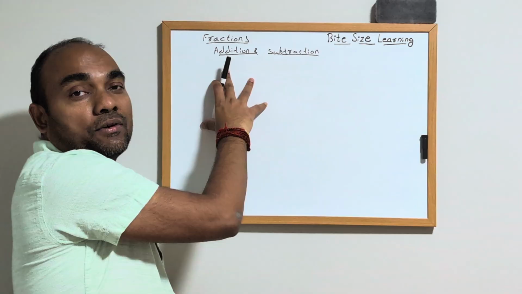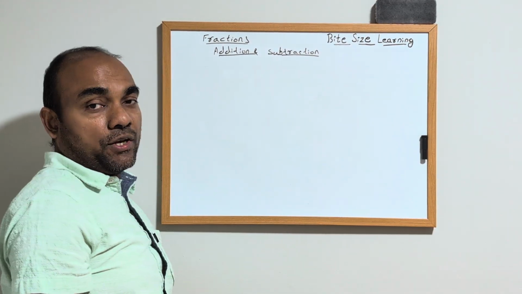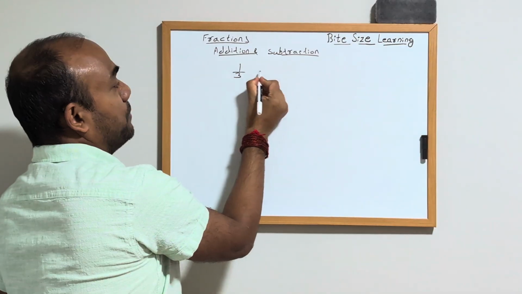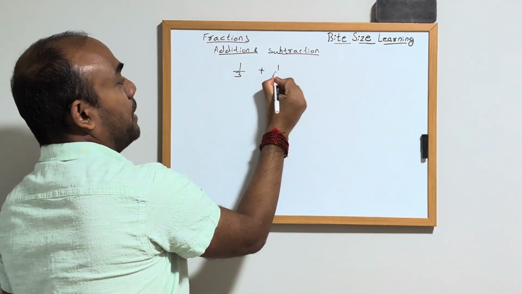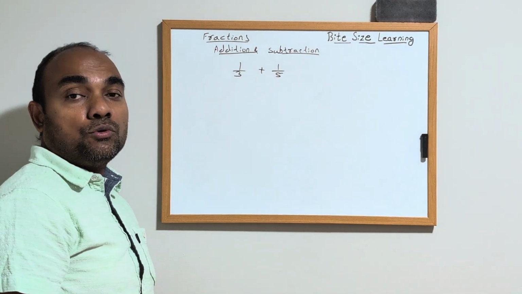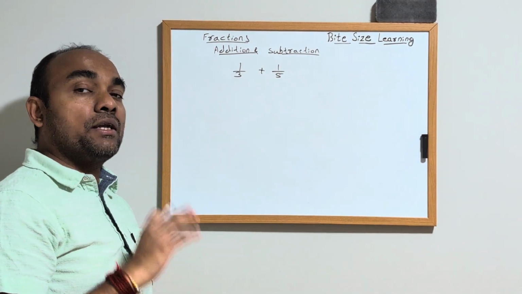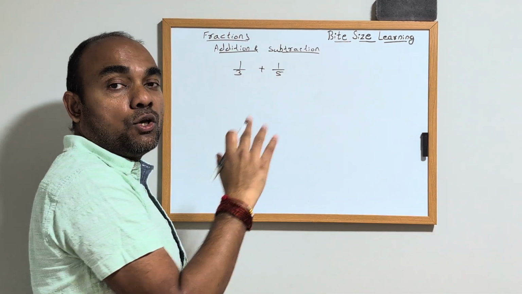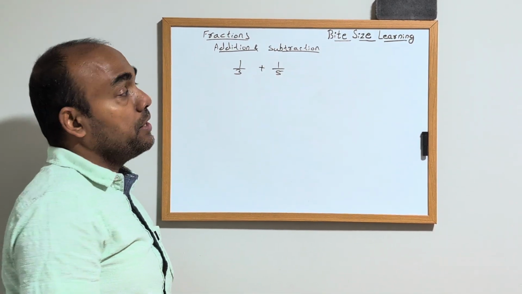Today we are going to learn about addition and subtraction in fractions. So let's say you have a fraction 1 by 3 and you want to add 1 by 5. What you need to do, whether you're doing an addition or subtraction of fractions, is to make the denominator equal. So how do you make the denominator equal?